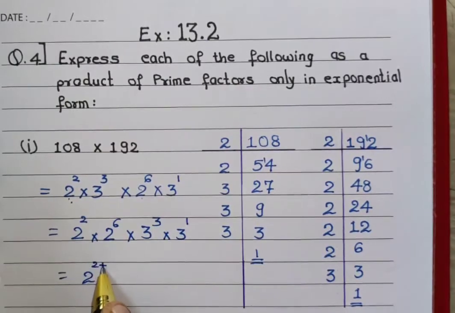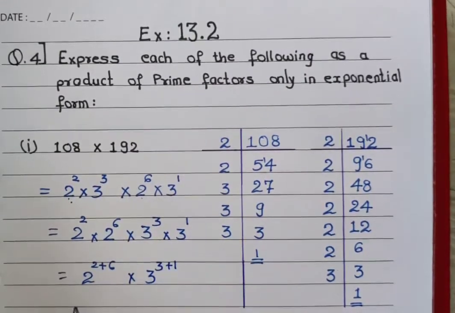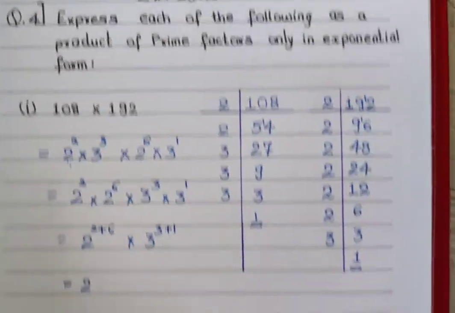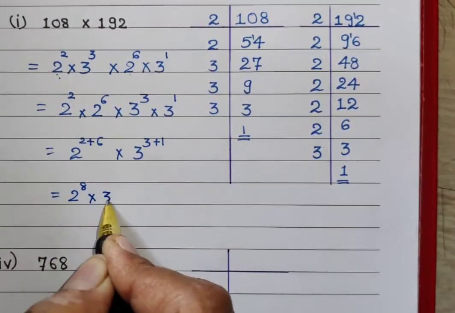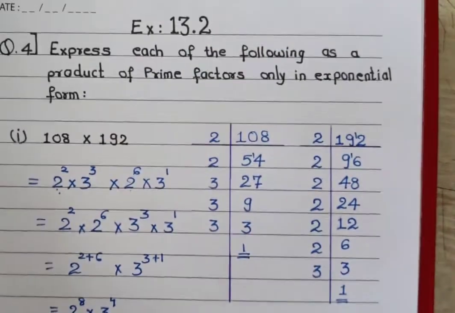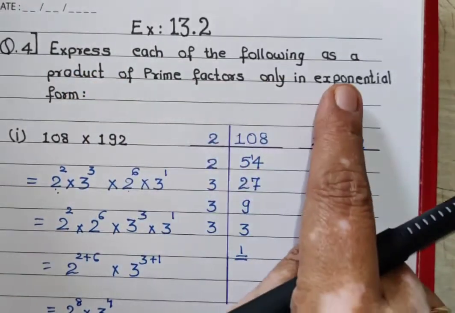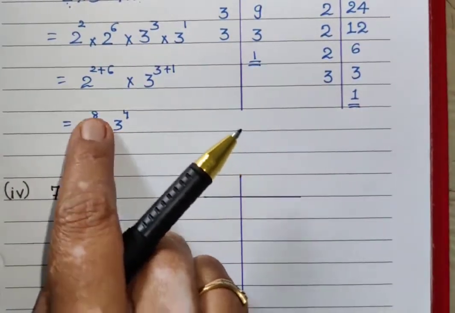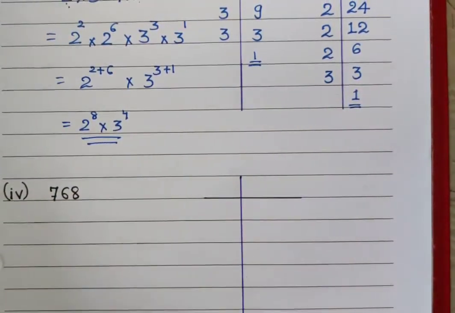That is 2 plus 6. Why am I adding? Because the multiplication sign is there. And for 3 it is 3 plus 1. So here we have 2 to the power 6 plus 2, which is 8, and 3 with the power 4. As the question has asked, please bring the answer as a product of prime factors only, in exponential form. So see, these are the prime factors with their exponents. So this is how we have brought it as asked, right?